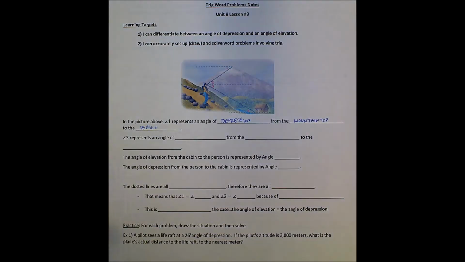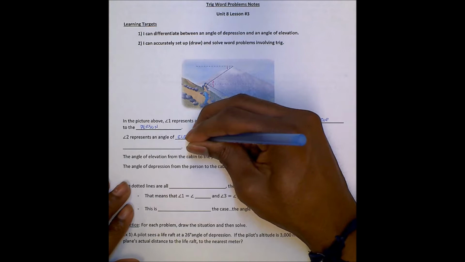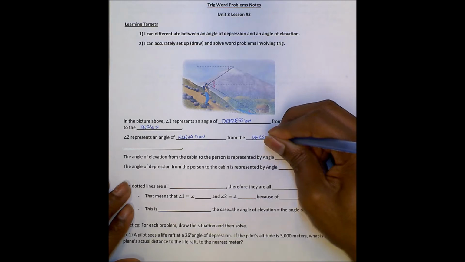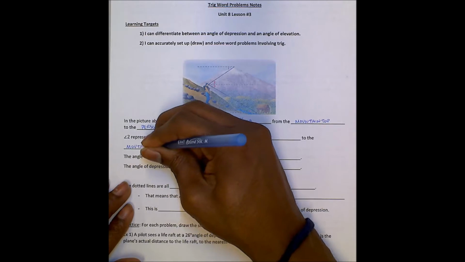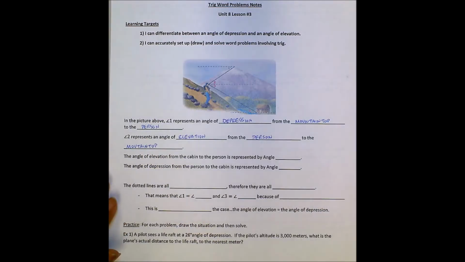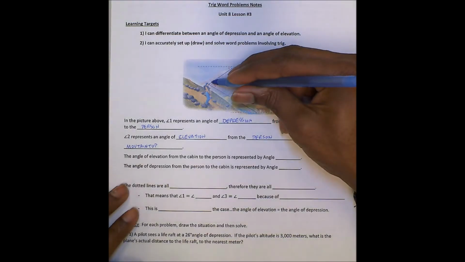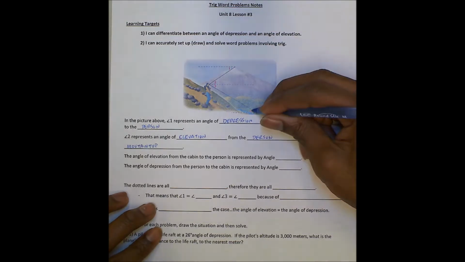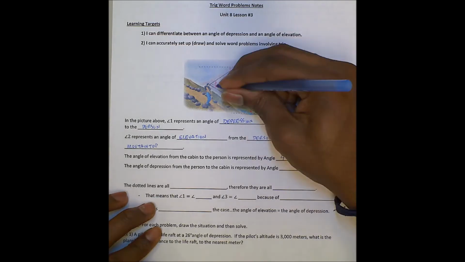Angle 2 represents the angle of elevation from the person to the mountaintop. So again, how much would this person have to look up to see the mountaintop? The angle of elevation from the cabin to the person is represented by angle 4, and the angle of depression from the person to the cabin is represented by angle 3.